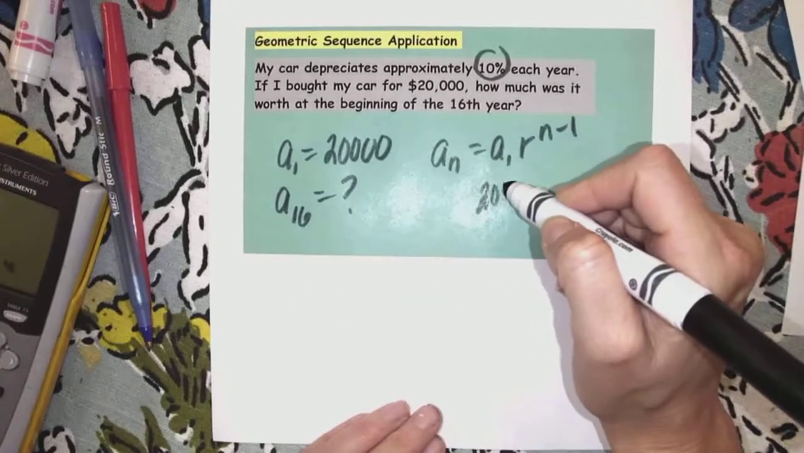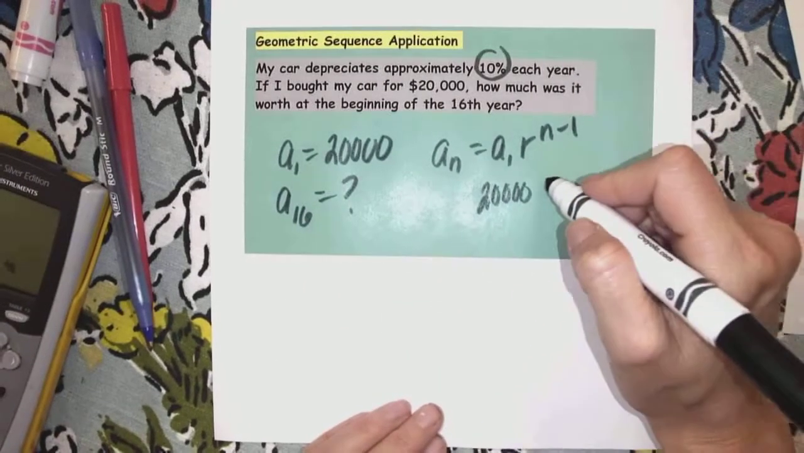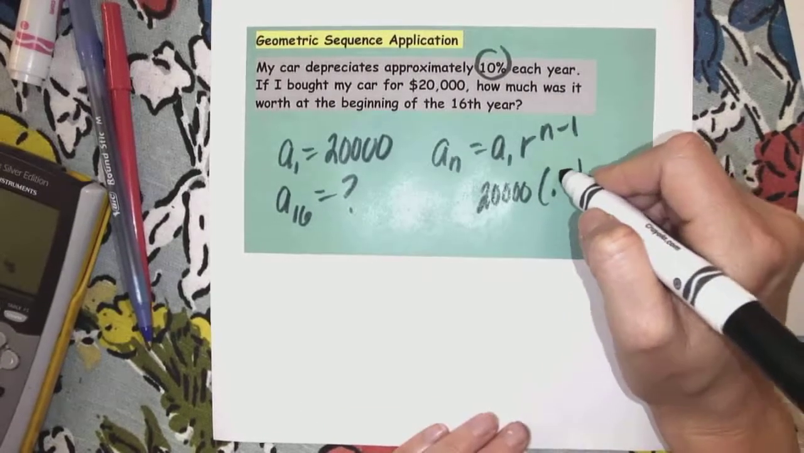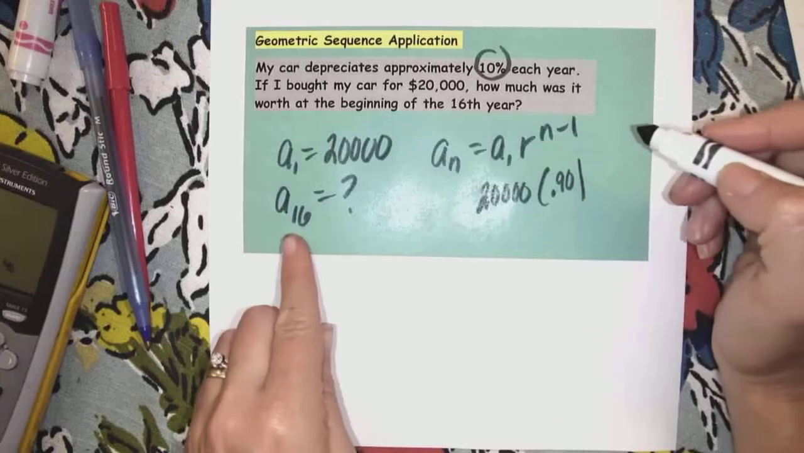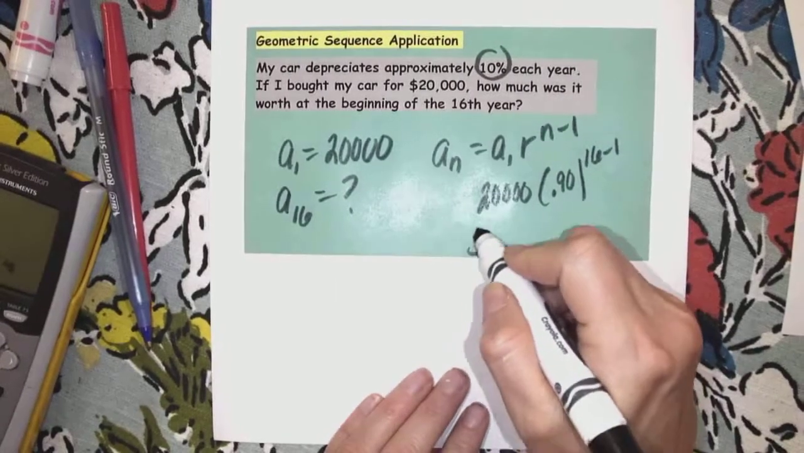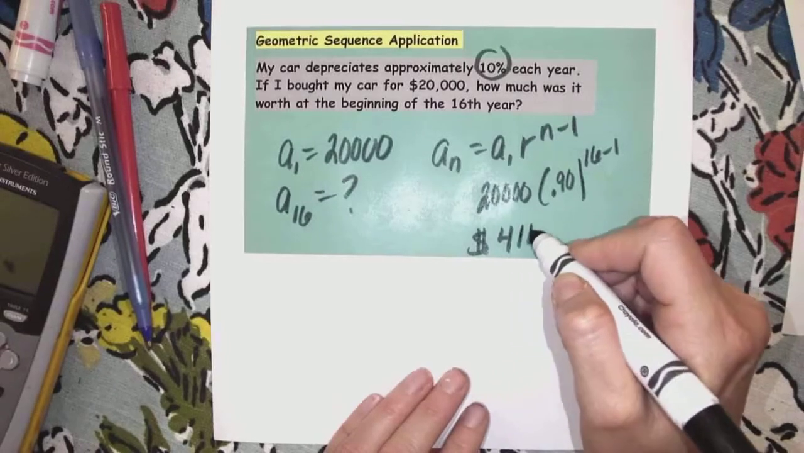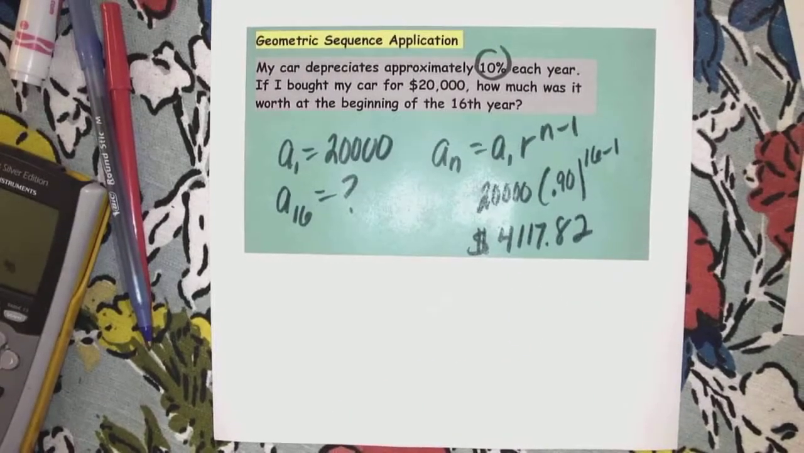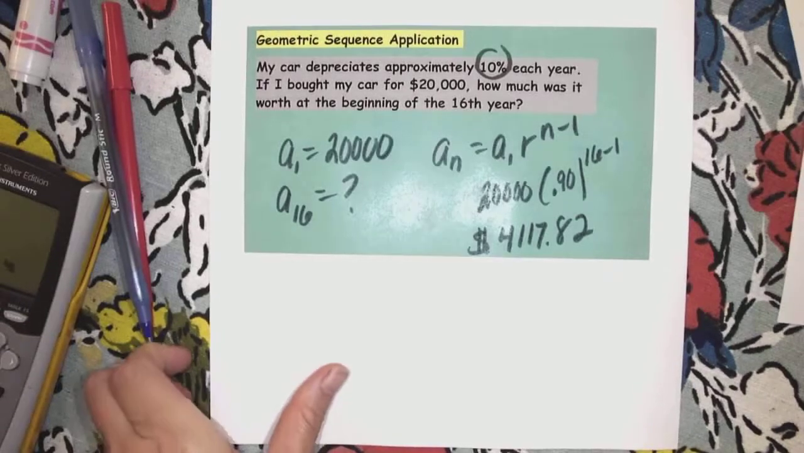20,000 is my starting value. My R value, what I'm multiplying by, what I'm keeping, is 90%. And N for my 16th term is 16 minus 1. Type that straight in. $4,117.82. And that is my geometric sequence application.